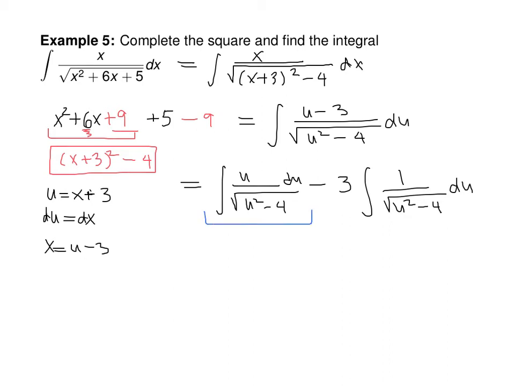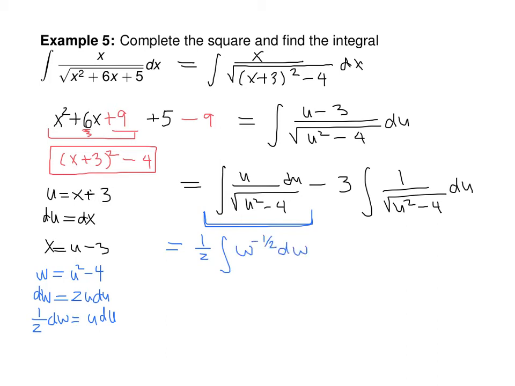So on this first integral, I'm going to make just a regular old substitution. So let's pick a new variable. Let's let w equal u squared minus 4. Then dw is 2u du, or 1/2 dw equals u du. So that gives us 1/2 the integral of w to the negative 1/2 dw, which will be 1/2 times 2 w to the positive 1/2, or just square root of w, which is u squared minus 4.